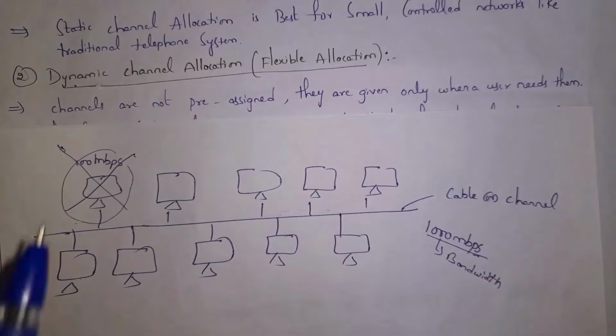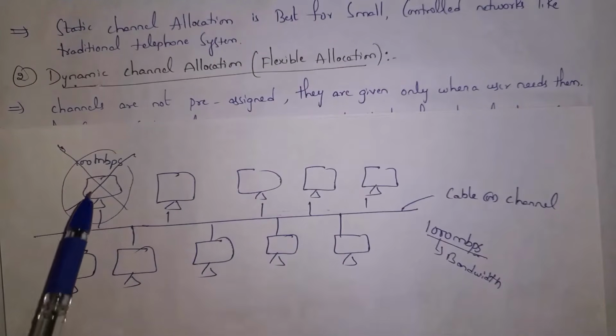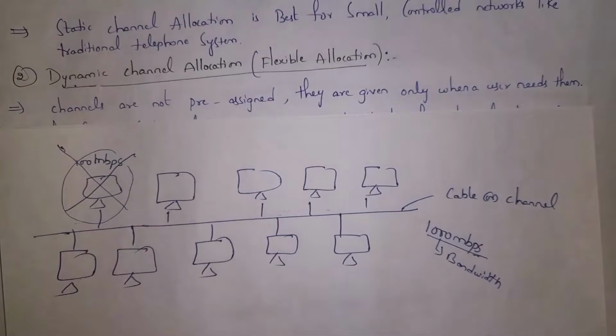For example, if this user wants to send data, only at that time is this user given bandwidth. As we are not pre-assigning fixed channels, devices will send data only whenever they need. So bandwidth will not be wasted.